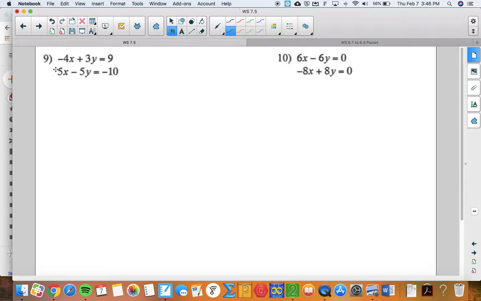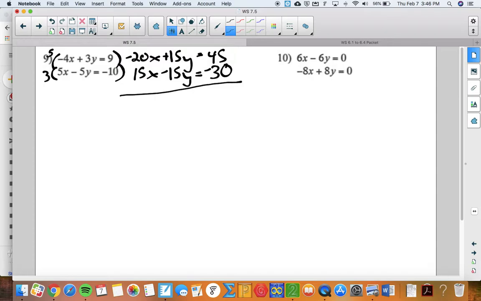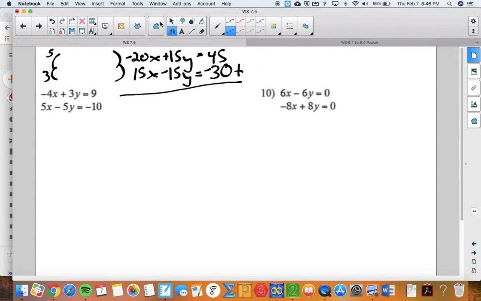Got to create opposites here. 15 is the least common multiple here, so let's get opposite y. So I'm going to multiply the top by 5. Makes negative 20x, positive 15y, 45 on the right. Multiply the bottom by 3. So 15x minus 15y equals negative 30. So I'm going to add them together because I have y's that are opposite. So when I add them, they are eliminated.